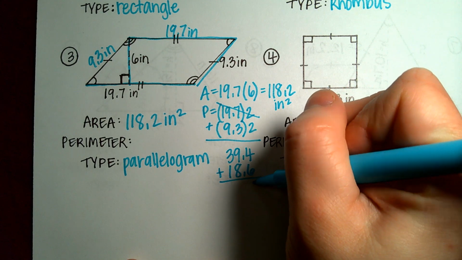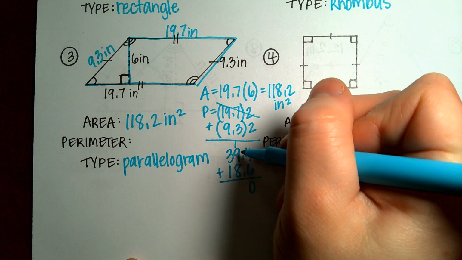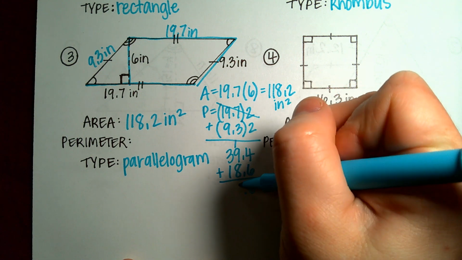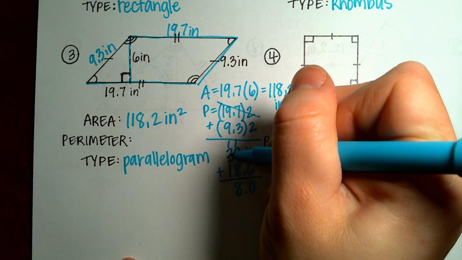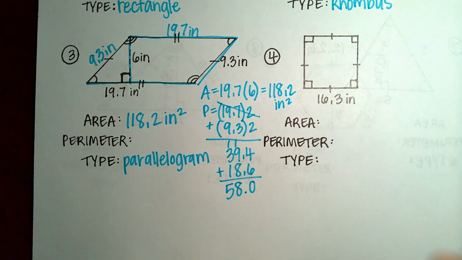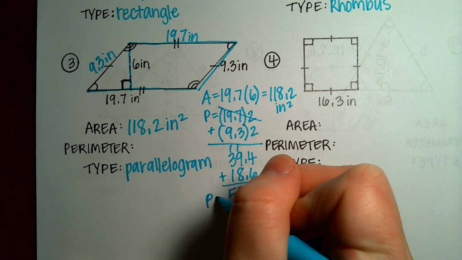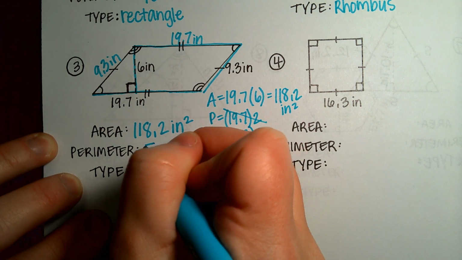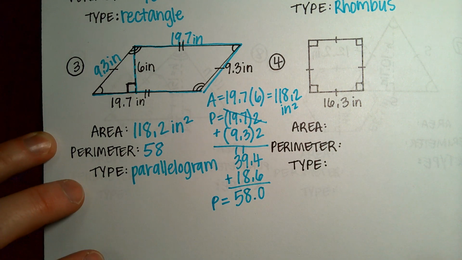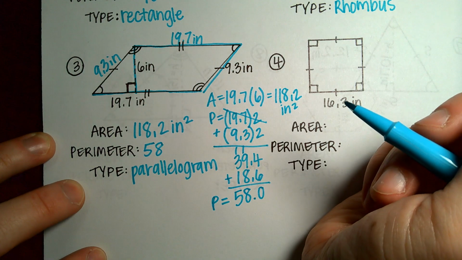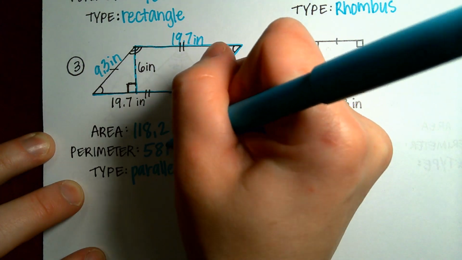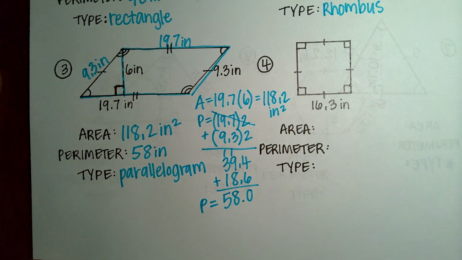4 plus 6 is 10. I'll carry the 1. 18, carry the 1, 4, 5. Okay, I tried doing it by hand. Did you guys get 58? Yes. Perfect. So our perimeter is 58, and what's our units? Inches. Perfect.